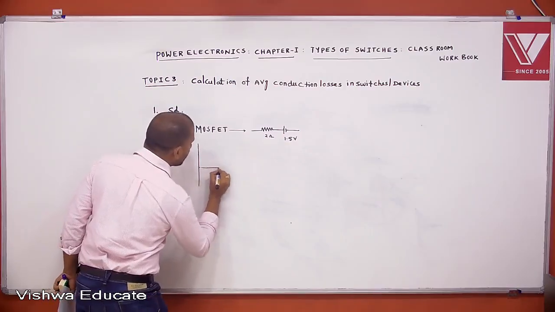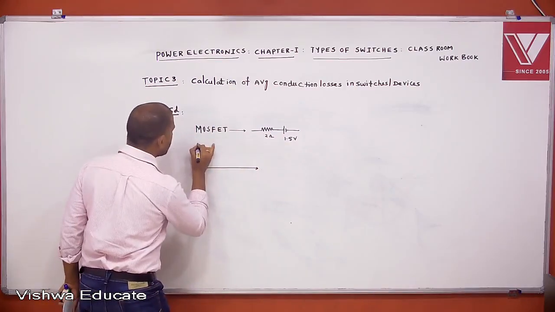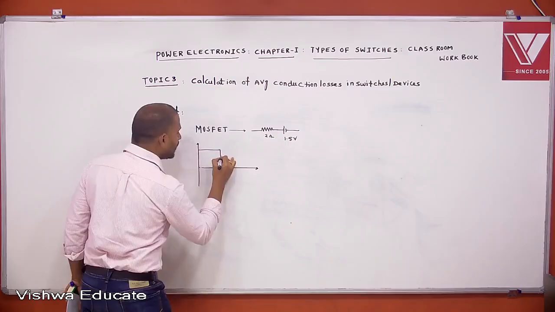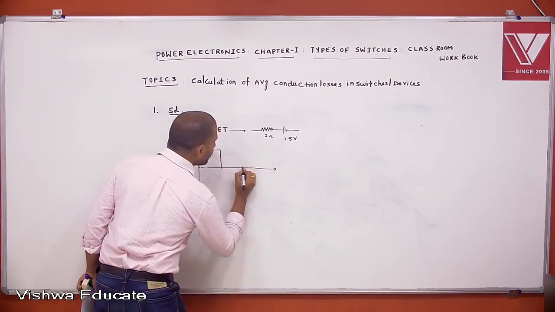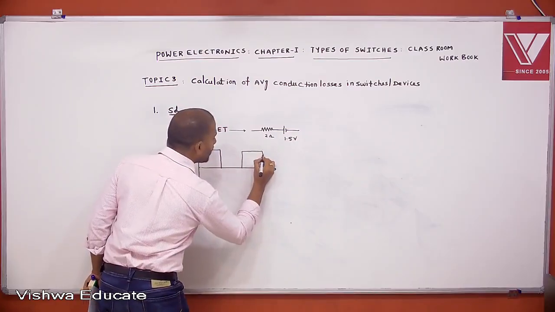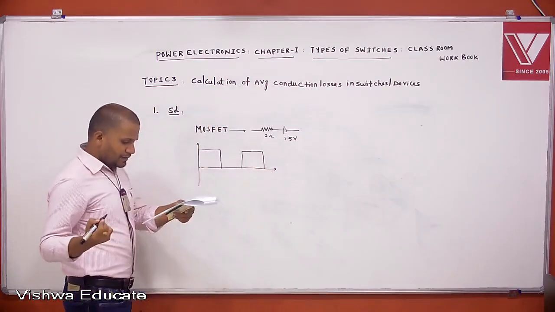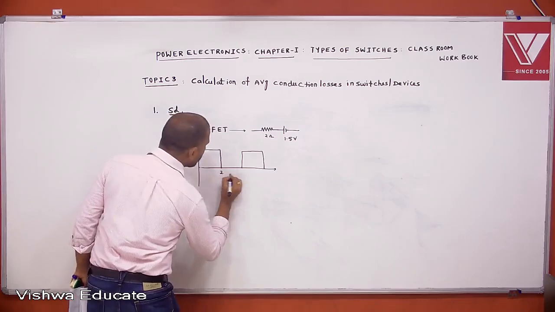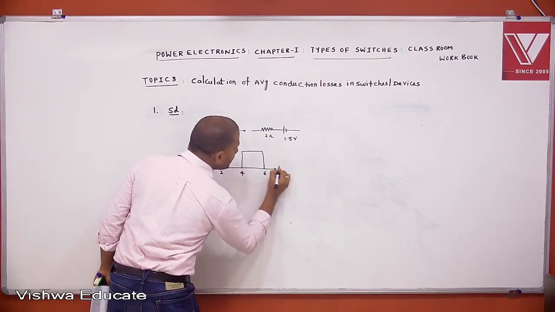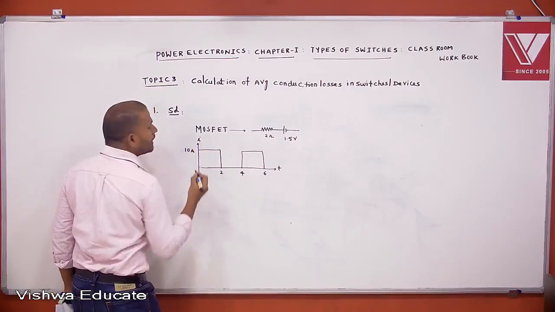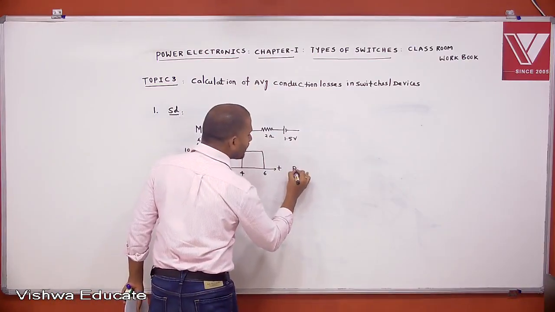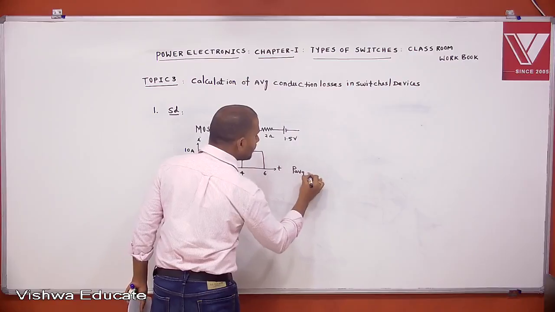This is the given current waveform, applied to the MOSFET. The points are given as 2, 4, 6, T, and the amplitude is 10 amperes. Then what is the average conduction losses? That is the question asked.